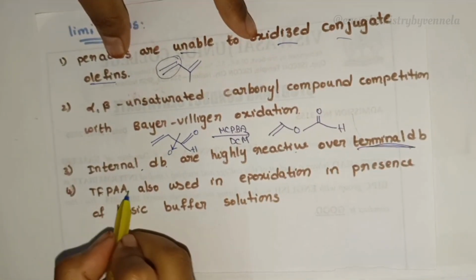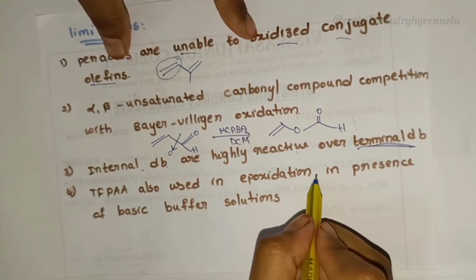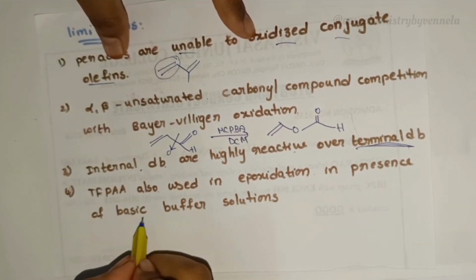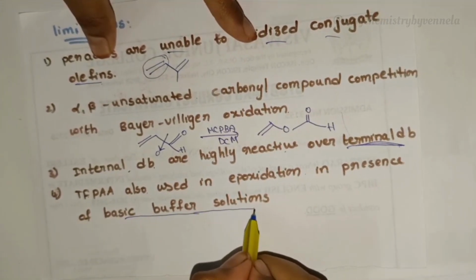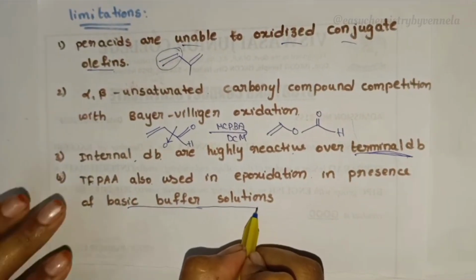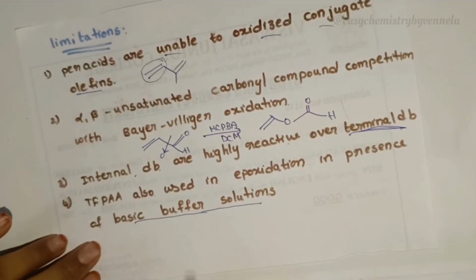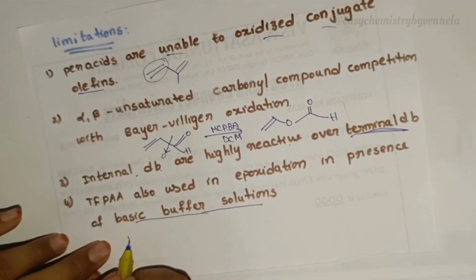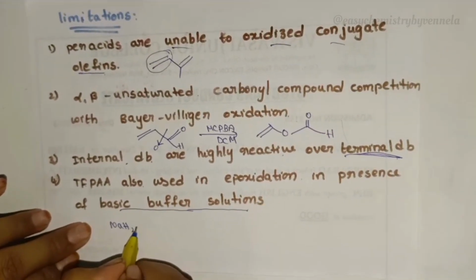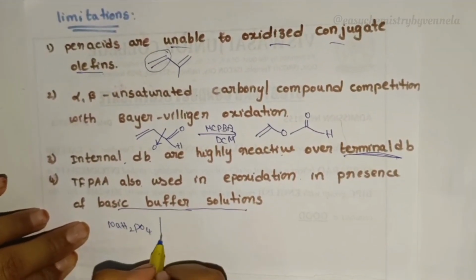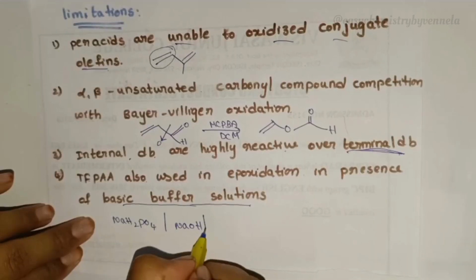Trifluoroperacetic acid is also used in epoxidation, in the presence of basic buffer solutions only, because it is very strong and high cost. So the basic buffer solutions are NaH2PO4 or NaOH or KOH.